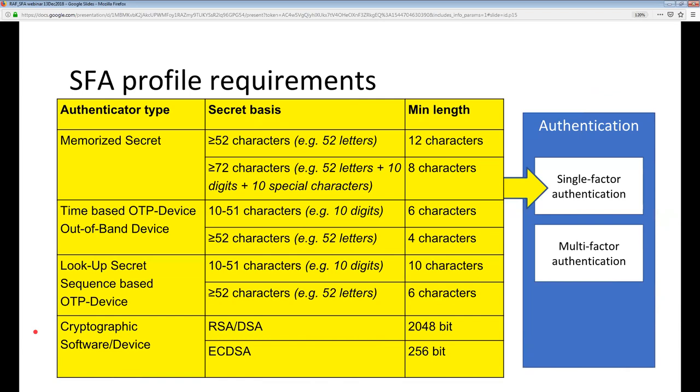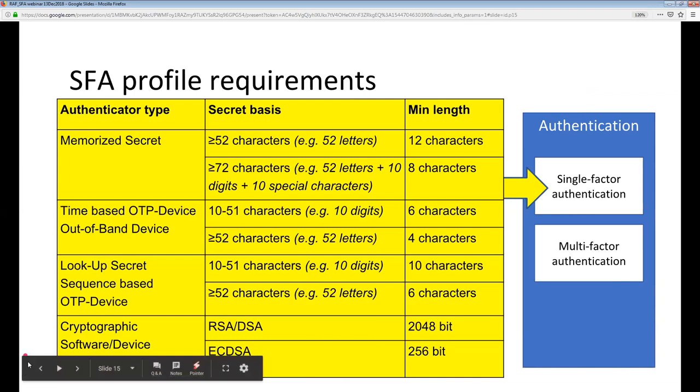The requirements for the factor itself are further divided into four criteria, and what we see here on the slide is one of these criteria. This criterion deals with the different authentication types and the minimum secret length based on the given secret basis. Important to know at this place is that these quantitative values are minimum requirements, and a credential service provider can always have stricter policies. This also applies for all of the other requirements. But let's now have a closer look at the table.